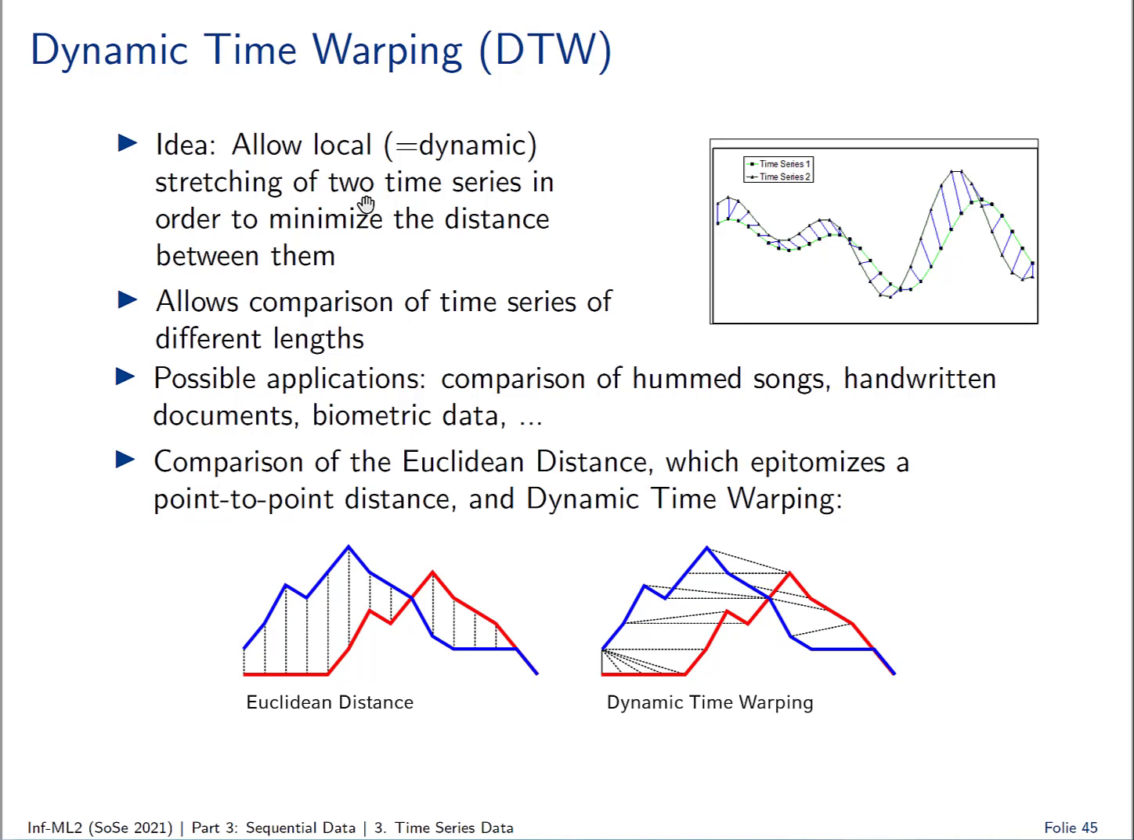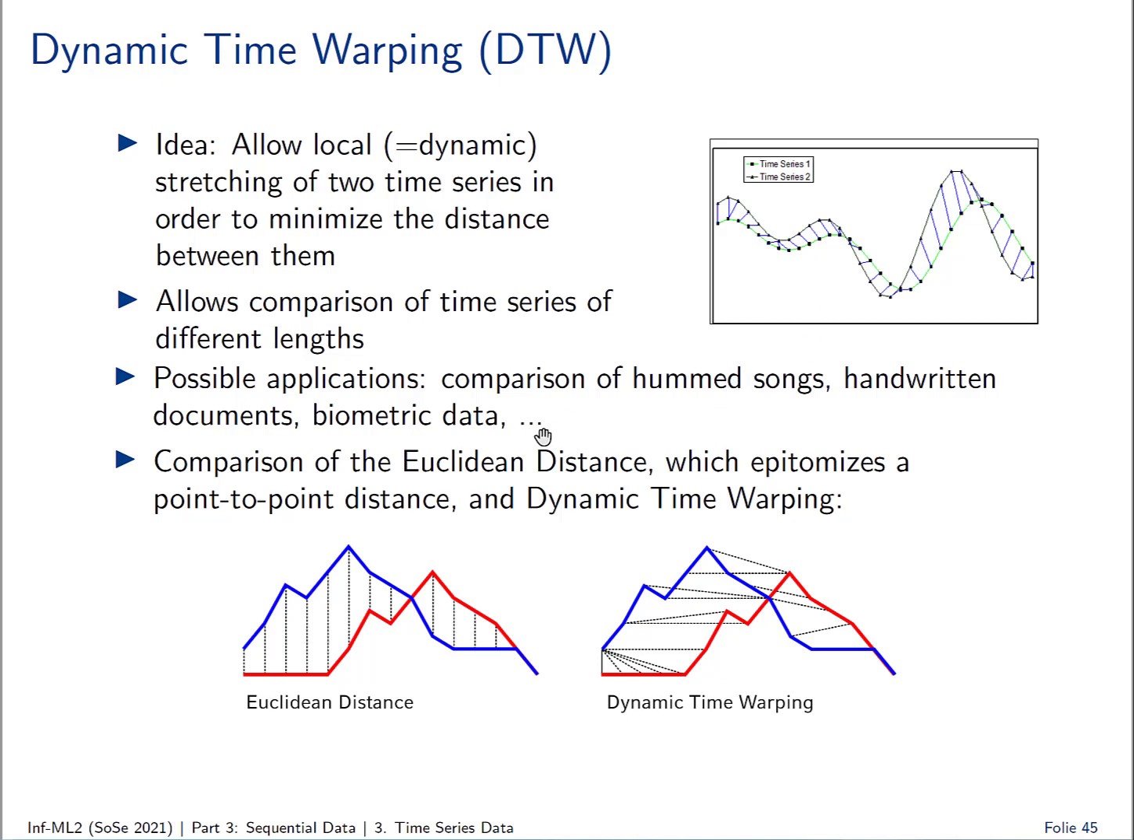And there are tons of possible applications, like the comparison of hummed songs, where the timing maybe is not perfect in both cases, handwritten documents, biometric data and stuff like that, where you have some sort of distortions, shiftings along the time axis.